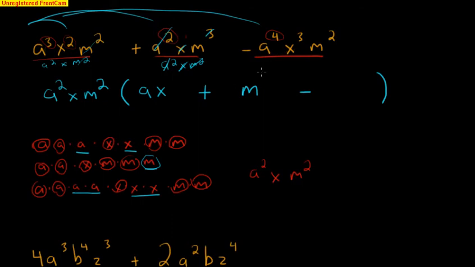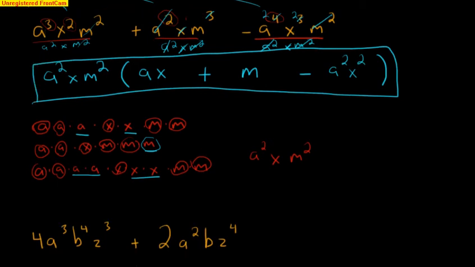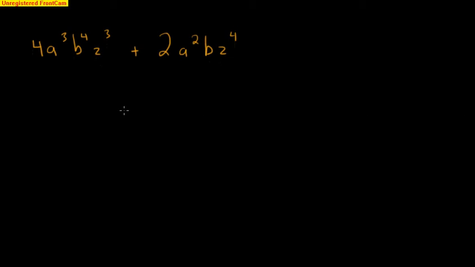And finally the last term, if we divided it by a squared x m squared, we'd have an a squared left and an x squared. And sure enough, 2 of these would cancel out. 1x would cancel out, we'd have 2 left, the m's would cancel out, and we have a squared x squared. So this is our answer. We factored out the greatest common factor of those 3 terms, and this is what we have.